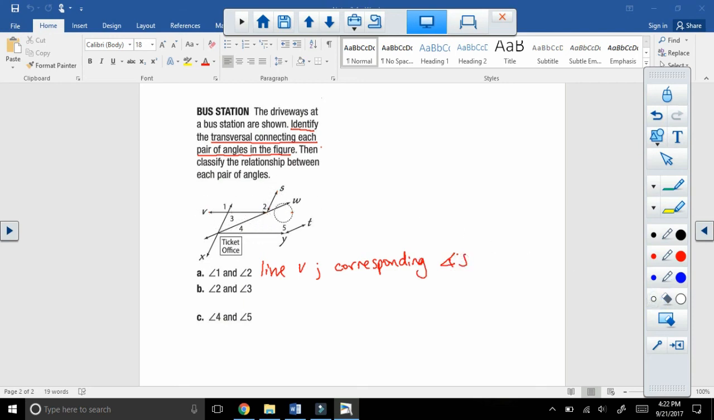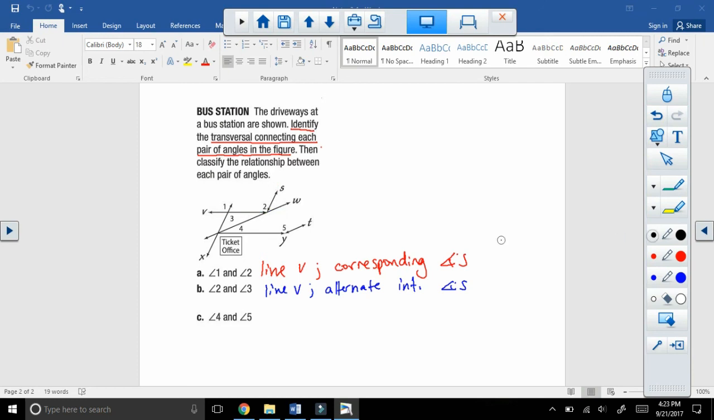For the next one, looking at angles 2 and 3, if you maybe trace over those angles, angle 2 and angle 3, well, the line that cuts through or touches both of those is also line V right here. So line V is the transversal, and then these are on the inside of those other 2 lines, X and then S. So these would be called alternate interior angles. And you'll see me start to abbreviate. I told you I like to abbreviate things.